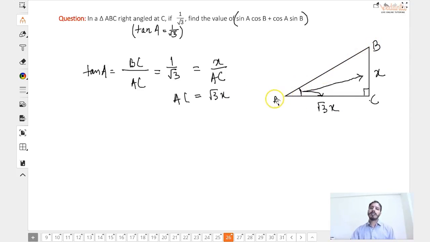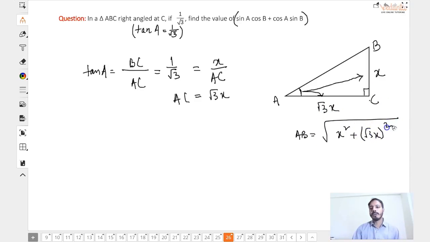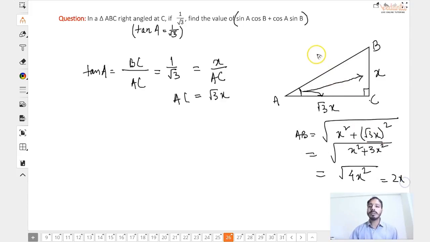Now what will be AB? If we try to apply Pythagoras here, AB will be square root of x square plus root 3x whole square. That means how much? This will give you 3x square and this will give you x square. So you will get 4x square and from here you get 2x. That means this is 2x. Okay, fine. So now they are asking us the value of sine A, cos B, and cos A, sine B.